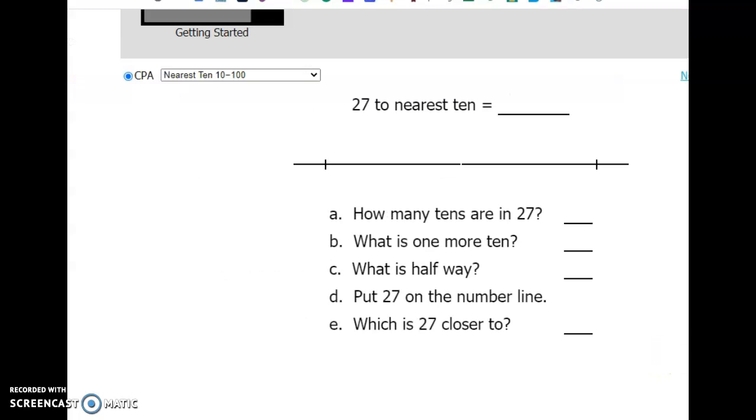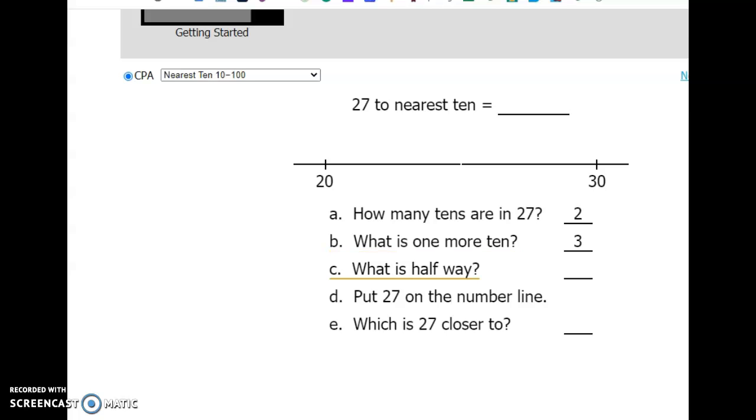Let's do some practice ones together. I'm trying to round 27 to the nearest 10. So the first question I'm going to ask myself is, how many tens are in 27? There are 2 tens. We write this as 20 on the number line. What is one more 10? 3 tens. And we're going to mark that as 30 on the number line.